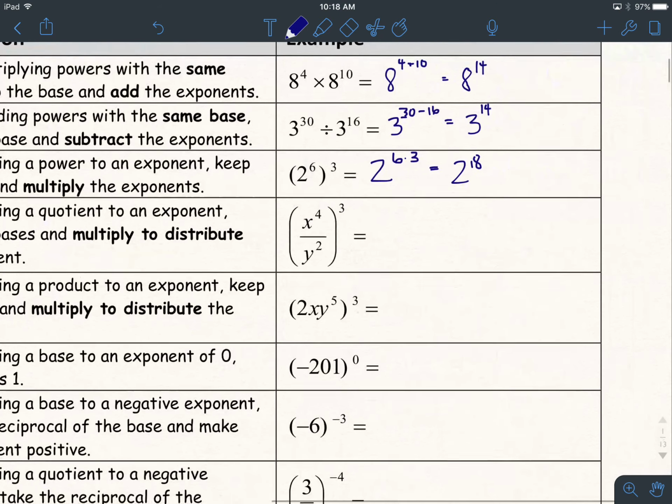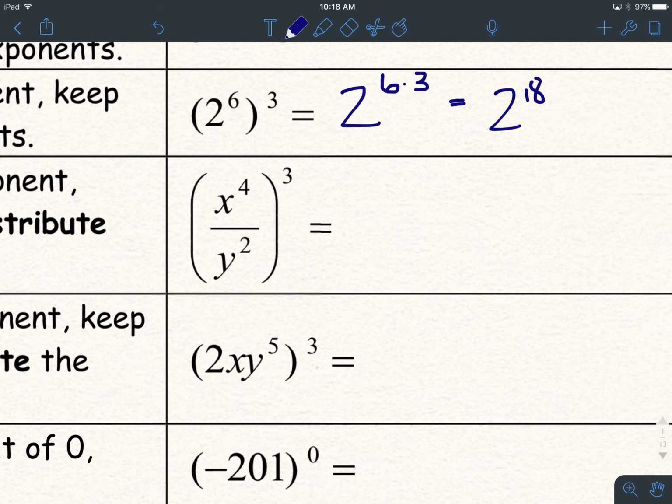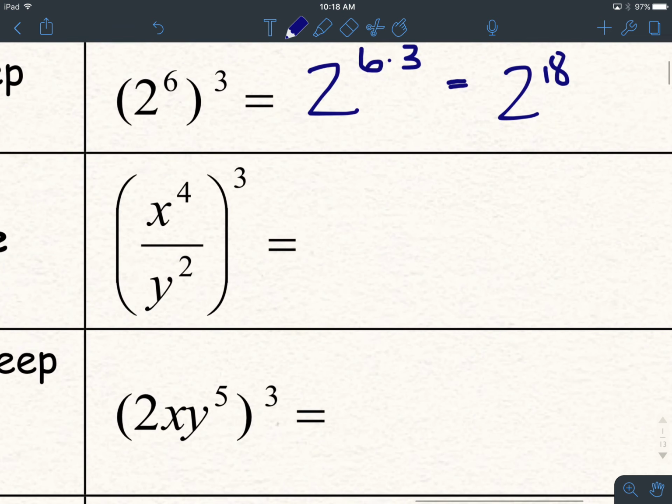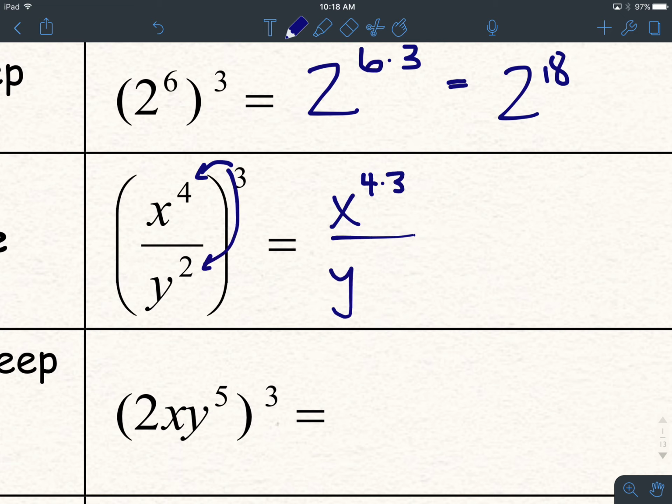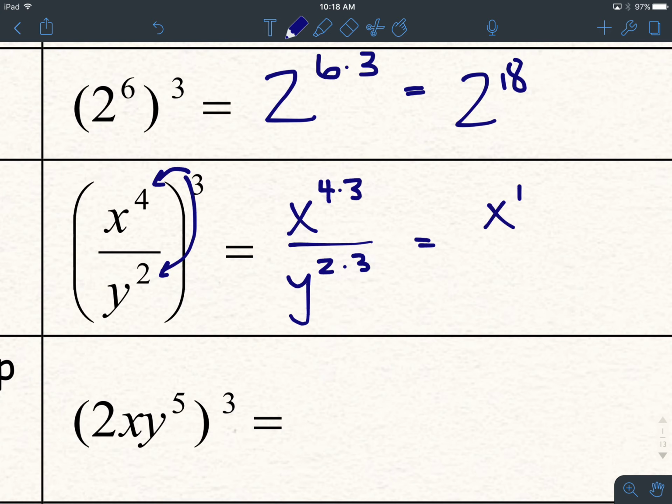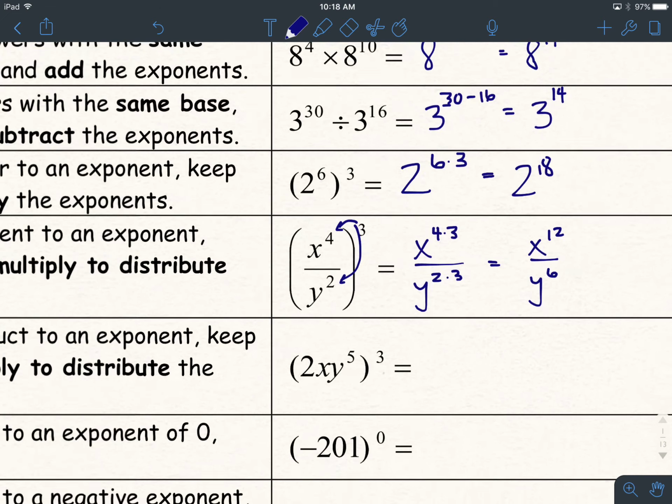So let's look at how that goes. If we have x to the exponent 4 over y to the exponent 2, whole thing to the exponent 3, we're going to distribute this 3 to the numerator. So you have x to the exponent 4 times 3 over, and now we're going to distribute it to the denominator, y to the exponent 2 times 3. And using the exponent law we did above, power of a power, we're going to multiply these things together. That's going to give us x to the exponent 12 over y to the exponent 6. And that's as simple as it can get.